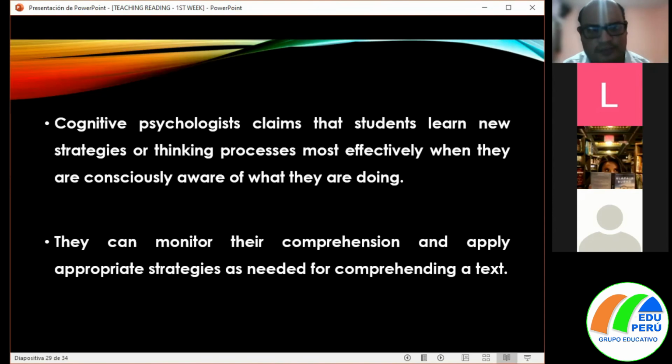Now, this is related to the previous one because they are going to have control, no? In the metacognitive view, they're going to have control of the process of reading. And in that way, they're going to be able to identify which is the most appropriate strategy to get a better understanding or comprehension of the text.